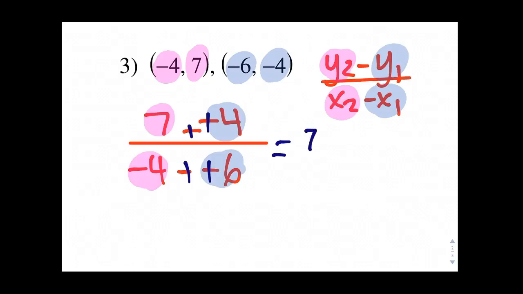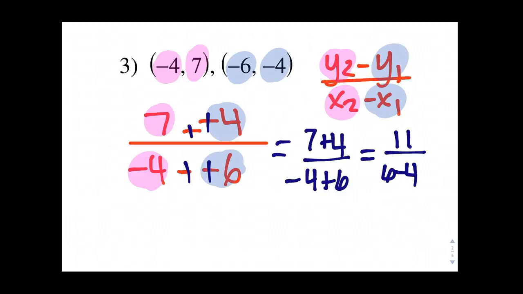I'm going to rewrite it. 7 plus 4, negative 4 plus 6. I'm going to rewrite it again. This gives me 11. This gives me 6 minus 4 because I just moved the numbers around, which is going to give me 11 over 2. I cannot simplify. This is my slope.